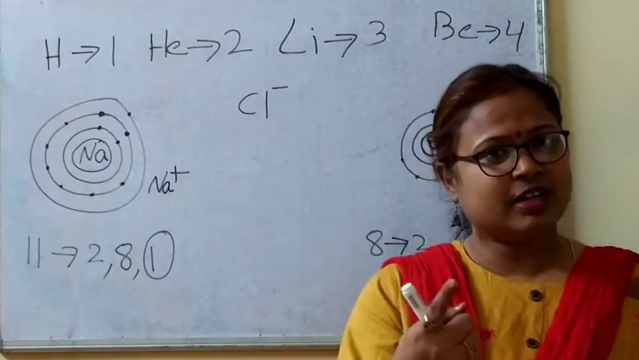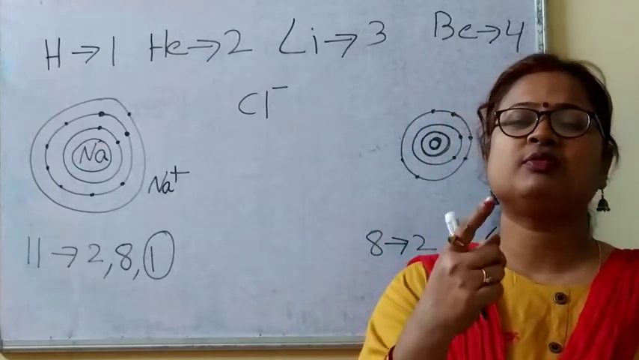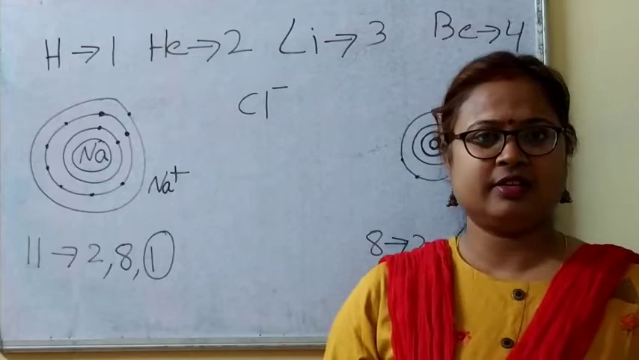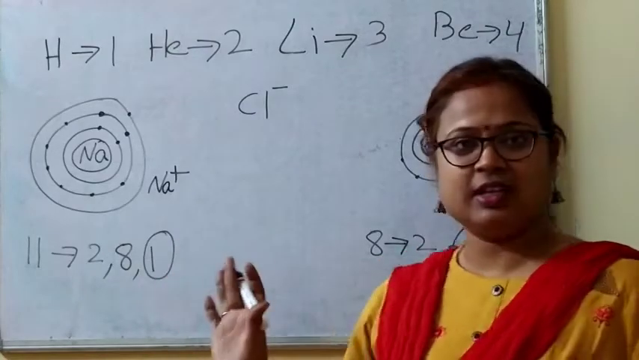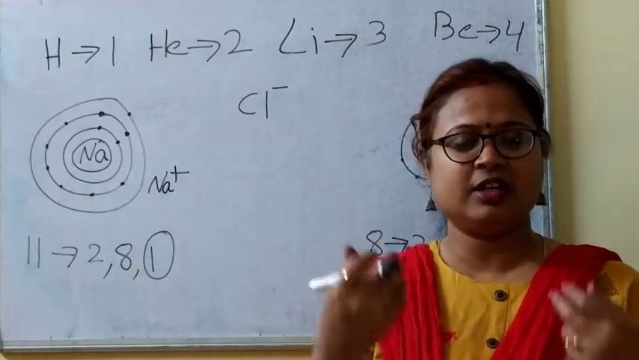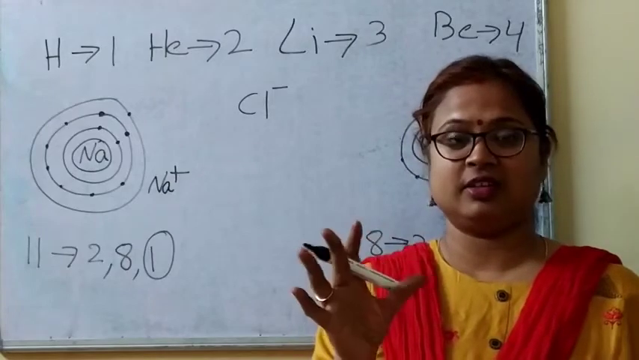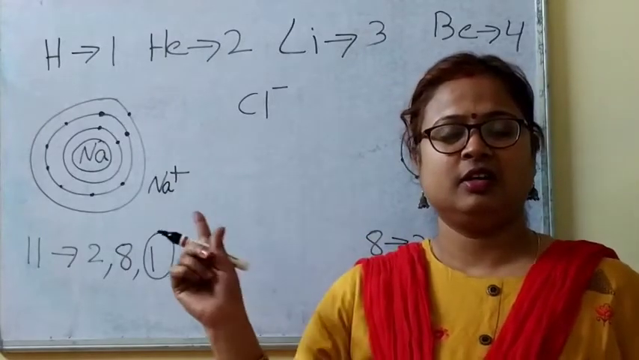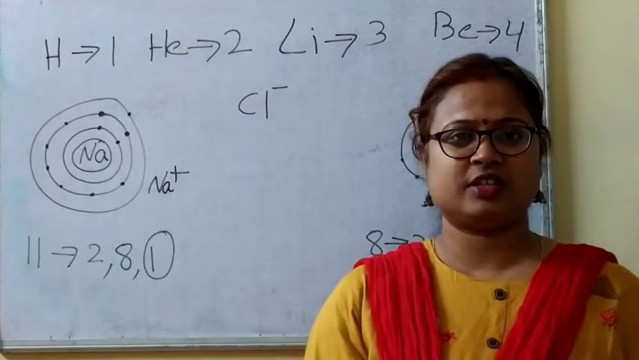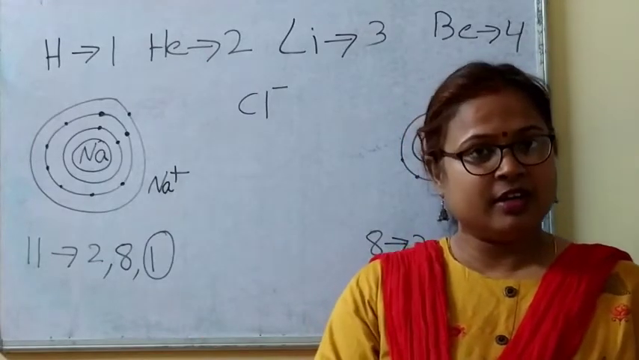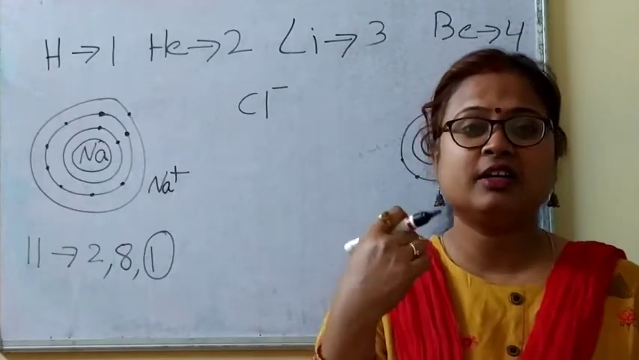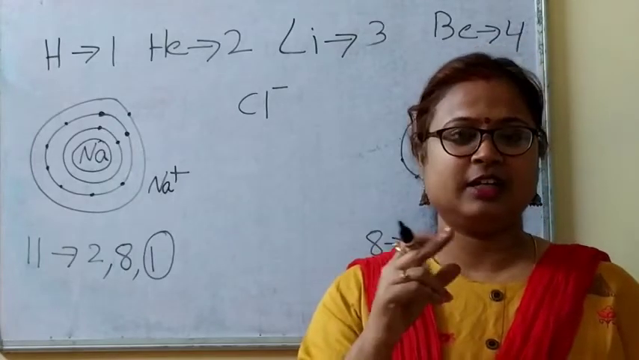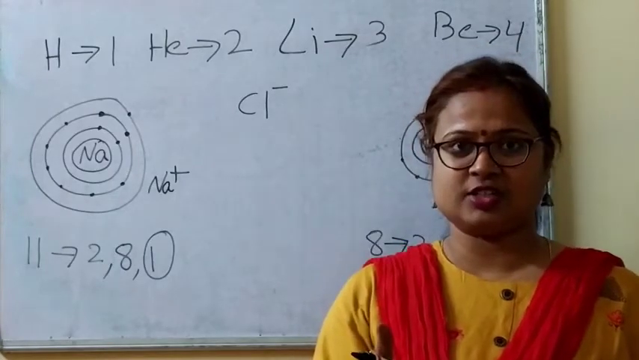Because in giving 1 electron, sodium has to spend very little energy. So sodium giving an electron means what? Negative charge giving. Negative charge giving means which charge is developing on sodium? Positive charge. Always remember, when any element gives an electron, a positive charge develops.